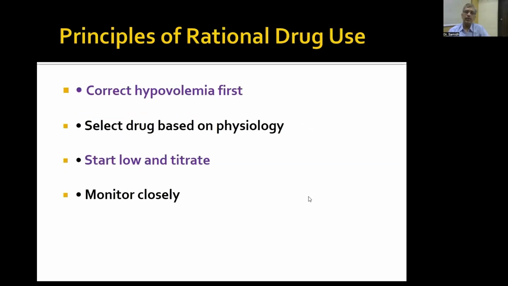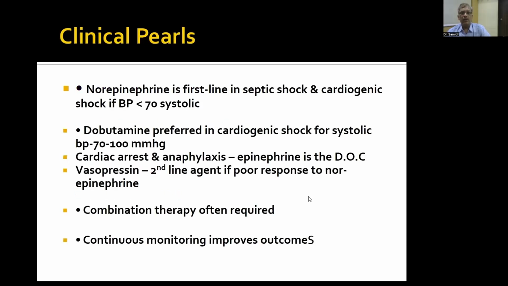Now, for the principles of our drug use: first, always correct hypovolemia, especially in hypovolemic shock like traumatic shock or septic shock. Then choose the drug based on the physiology, whether you want to increase the cardiac output or you want a vasopressor. Then always start with a low dose and titrate, because all these have a very short half-life and minute-to-minute action. If you have an arterial line in place, you can easily titrate the doses, and higher doses have been shown to increase mortality. We need very close monitoring when using inotropes or vasopressors. Clinical pearls: norepinephrine is the first line in septic shock, and now also in cardiogenic shock if the BP is less than 70 systolic.